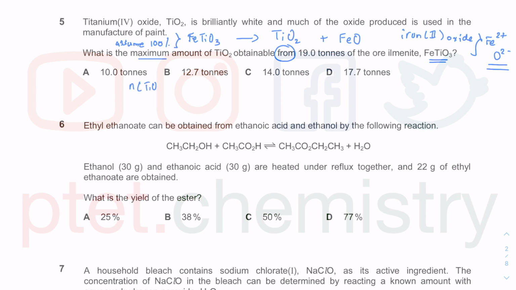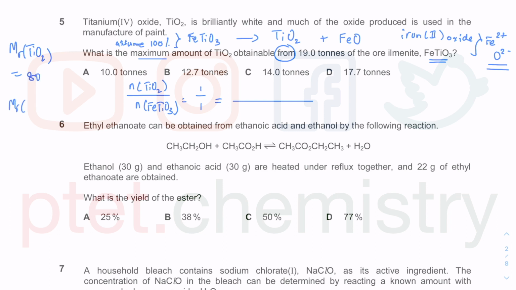So the mole of TiO2 over the mole of FeTiO3, you can tell that it's 1:1 from the balanced equation. And then on the other side, I will need the MR of TiO2, because this is a mass over MR kind of problem. Straight onto your periodic table. Titanium is element 22. The relative atomic mass is 48. 48 plus 16 times 2, I get 80.